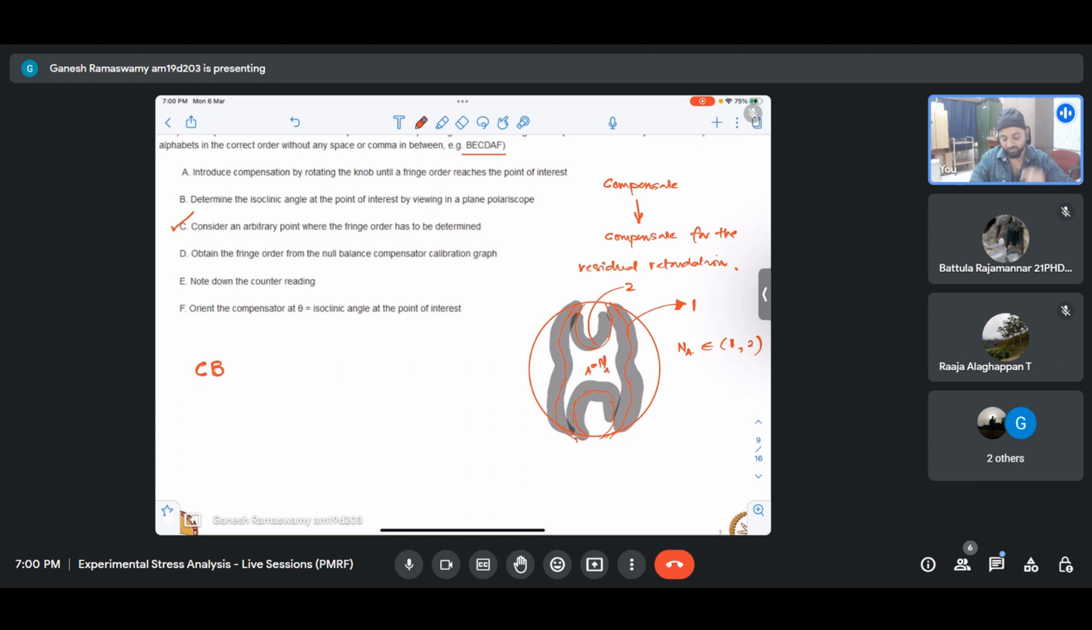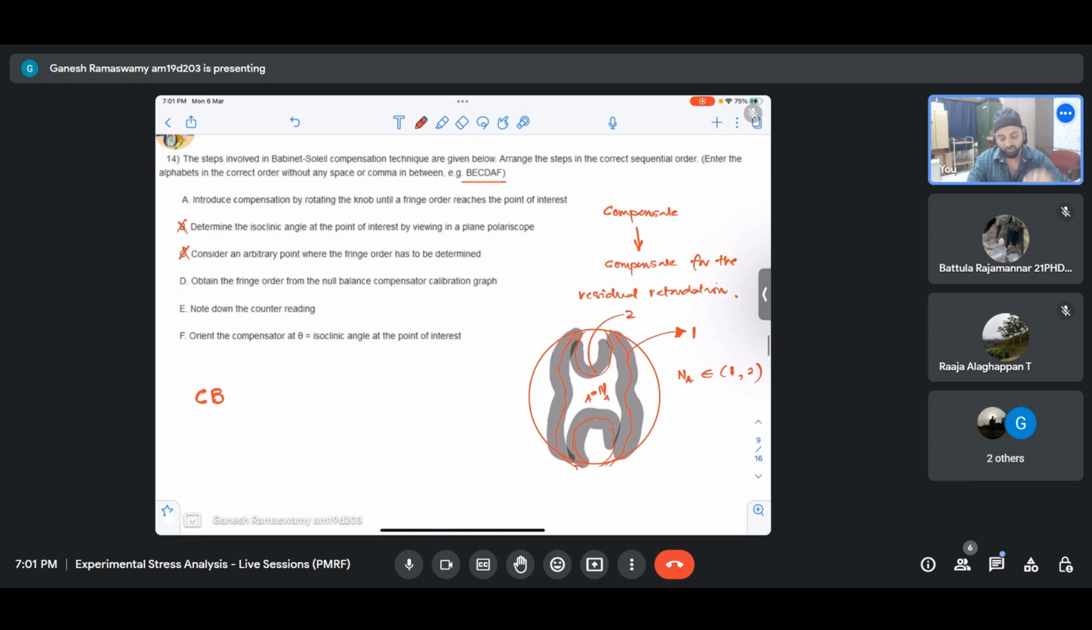Once we have done this, I'll just cross these out so that there is no duplication. Then, with the Babinet-Soleil compensator, we will have to align it at that point in that isoclinic angle. If we got our isoclinic angle to be 40 degrees, then at that point of interest A, I will align my equipment at 40 degrees with respect to my X, and then try to rotate the knob and bring the fringe there. So essentially, we have to orient this first.